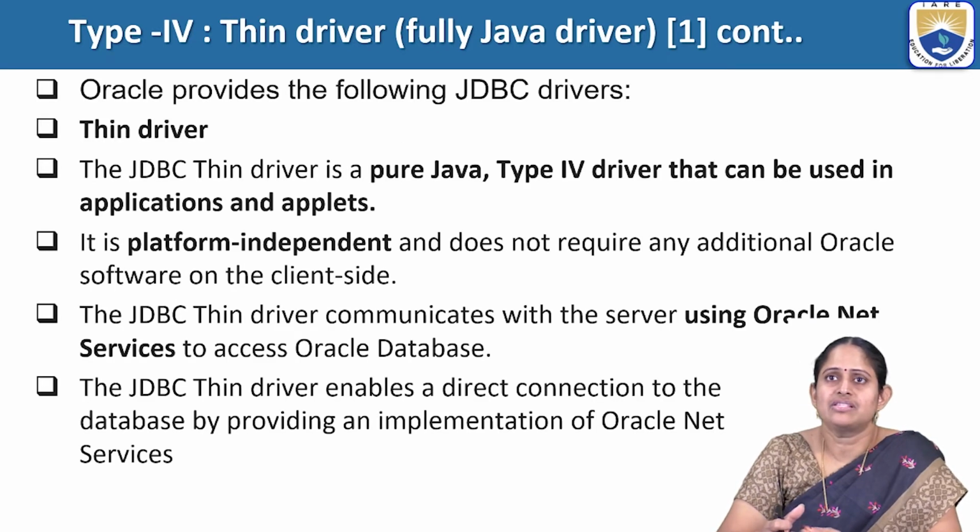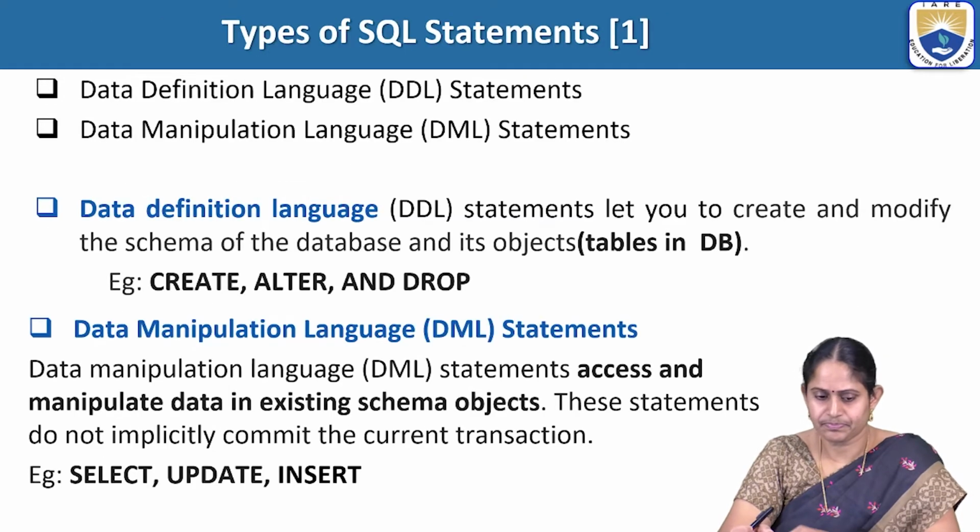Oracle provides the following JDBC driver, the thin driver. The JDBC thin driver is a pure Java type 4 driver that can be used in applications and applets. It is platform independent and does not require any additional Oracle software on the client side. The JDBC thin driver communicates with the server using Oracle Net services to access the Oracle database. It enables direct communication to the database by providing an implementation of Oracle Net services.